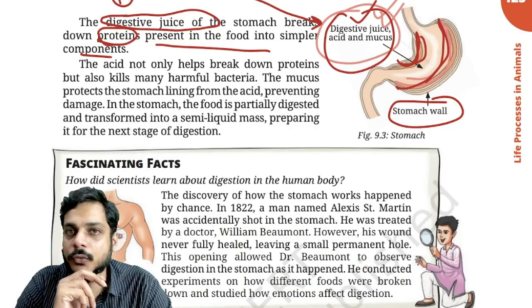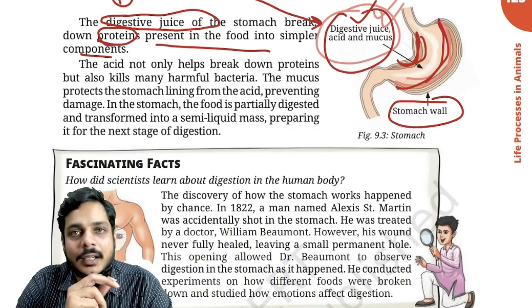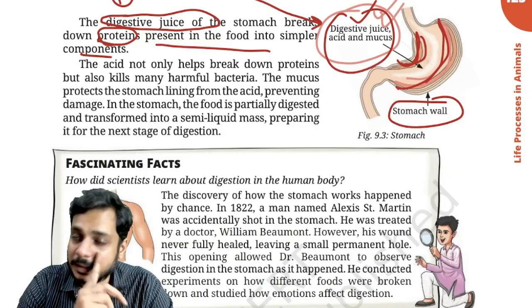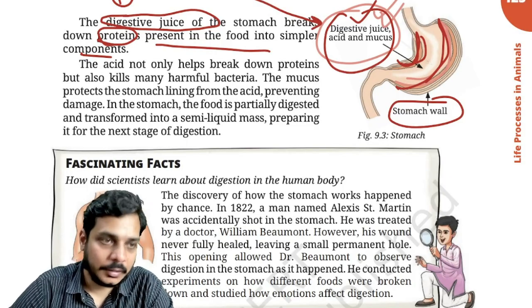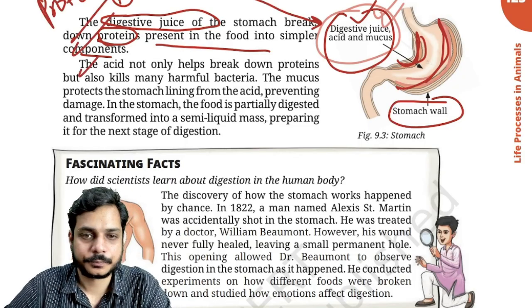Coming to the digestive juice of the stomach, the internal lining of the stomach wall will contain various kinds of digestive juices, and therefore here you will have the digestion of proteins. They break down proteins.